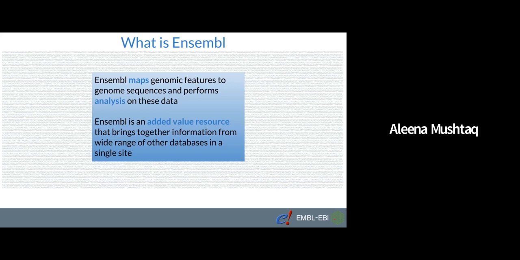So Ensembl is a type of genome browser that takes publicly available sequencing data from genomes. It's important to know that we do not perform any sequencing ourselves. So we take the genome data and then we make sense of that data. So we annotate genomes with genomic features like genes, variants, enhancers, and promoters. And we also perform our own analysis on the data. Ensembl is also called an added value resource. So this means that it brings together information from a wide range of other databases in a single site. So it provides easy access to all of this data.